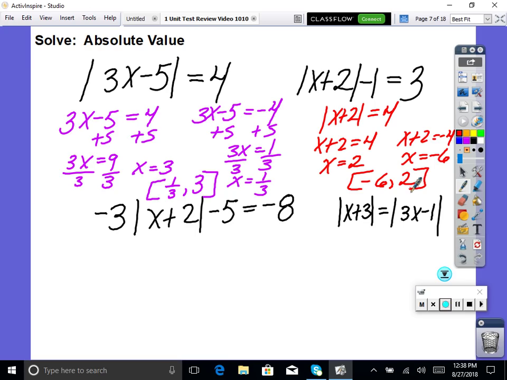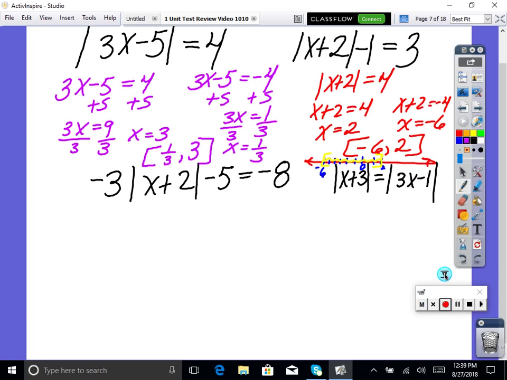If you had to draw that on a number line, you guys, you would just draw a number line, and between negative 6 and 2 would be our answers. So you would have 0, 1, 2, negative 1, 2, 3, 4, 5, 6. And then our solution set would be a bracket, because it includes those values, and right in there. So we should be good with that stuff.